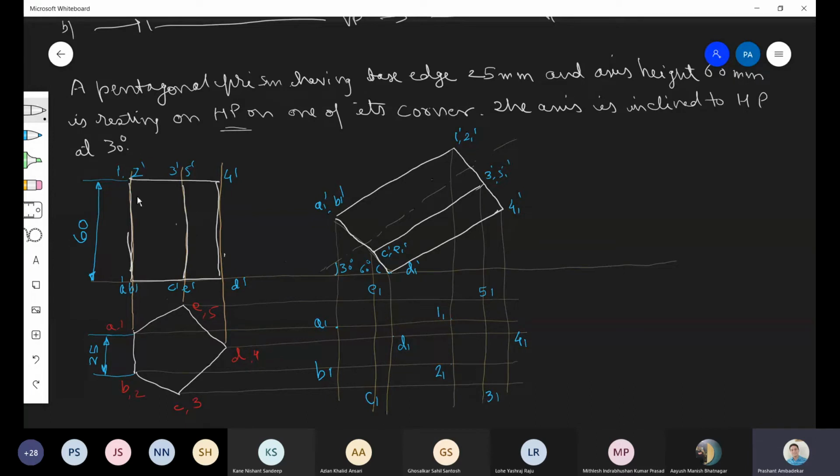And which is the third sequence? 1 to A, 2 to B, 3 to C we will join, 4 to D we will join and 5 to E we will join. On these three sequences we have to draw this. Okay, we have to join. Now, this is which view? This is front view.